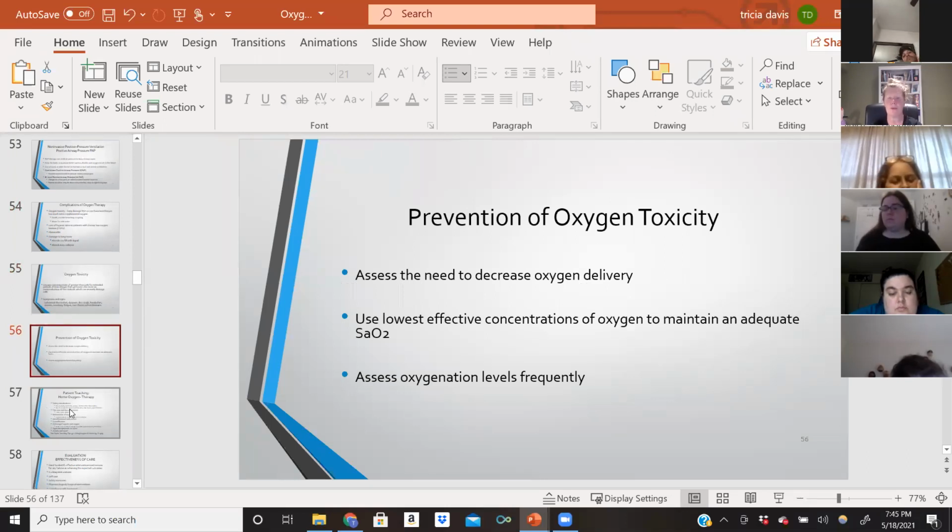So we need to prevent oxygen toxicity. We want to assess the need to decrease the oxygen, wean the oxygen. We want to use the lowest effective concentration of oxygen to maintain an adequate SaO2. So if I come in and I see my patient and they're satting at like 88%, I will give them 1 liter. I will keep the oxygen probe on them and I'll monitor them. If it only comes up to 90 after like 3 minutes and they're stable, I'll take it up another half of a liter. So you gradually increase the oxygen until you get the level that you want.